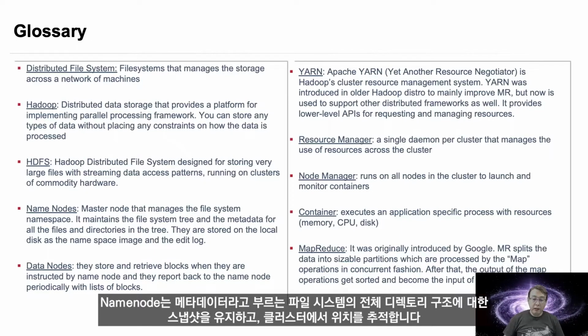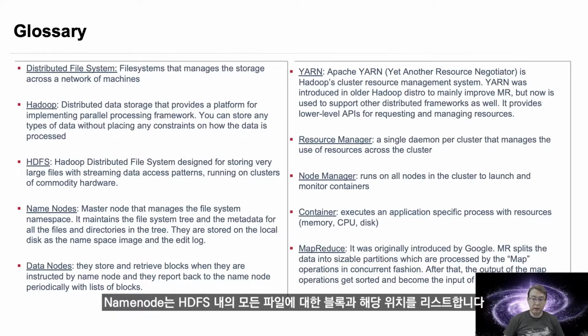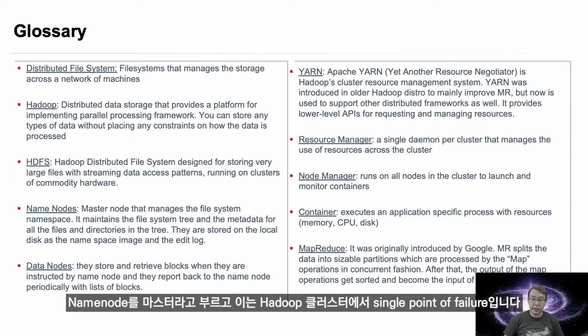Name node keeps a snapshot of the entire directory structure of the file system. We call that metadata, and that keeps track of where they are located in the cluster. Name node can list the blocks and its location for any files within HDFS. We call name node as the master or head node. So it is a single point of failure in Hadoop cluster.